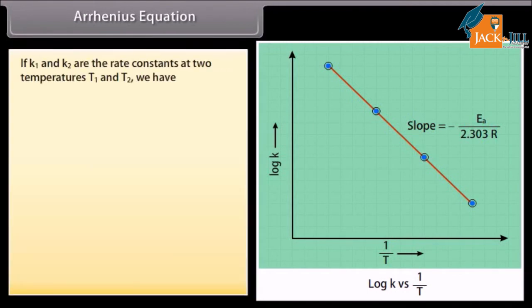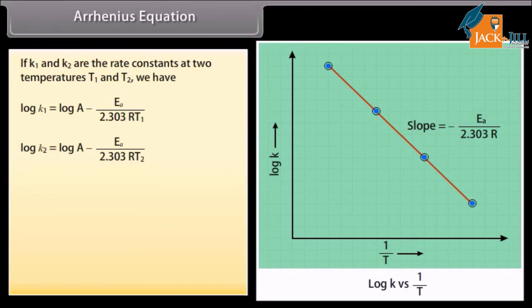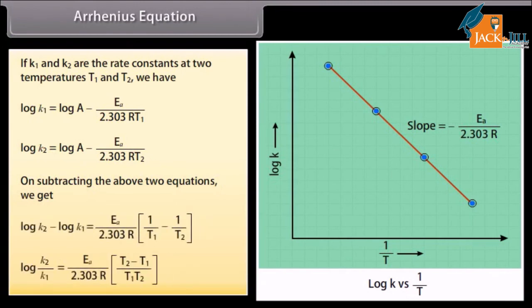If K1 and K2 are the rate constants at two temperatures T1 and T2, we have log K1 is equal to log A minus EA upon 2.303 RT1. Log K2 is equal to log A minus EA upon 2.303 RT2. On subtracting the above two equations, we get log K2 upon K1 is equal to EA upon 2.303 R multiplied by T2 minus T1 upon T1 T2.